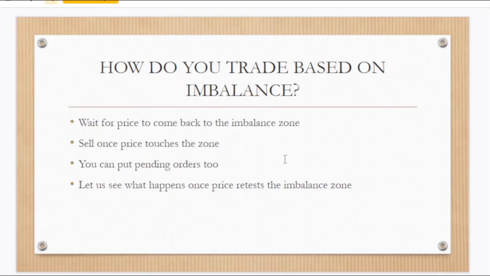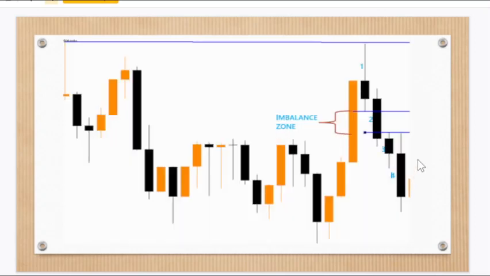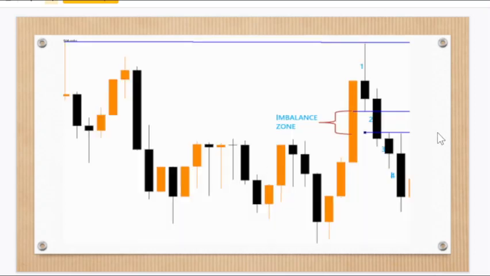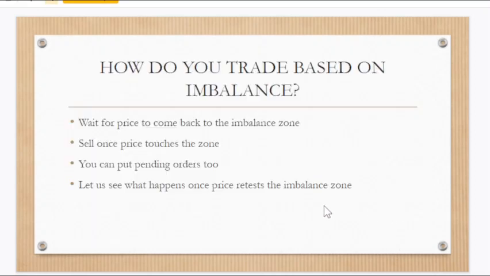Yes. How do you trade based on imbalance? Now, how can we trade based on these markings? Wait for the price to come back to the imbalance zone. So you wait for this price to come back here, in this zone. Okay. Sell once price touches the zone. Make sure you sell when price touches the zone. You go with the market down. Okay. You can put pending orders too. If you're not around for the market to actually come back, you can put pending orders.